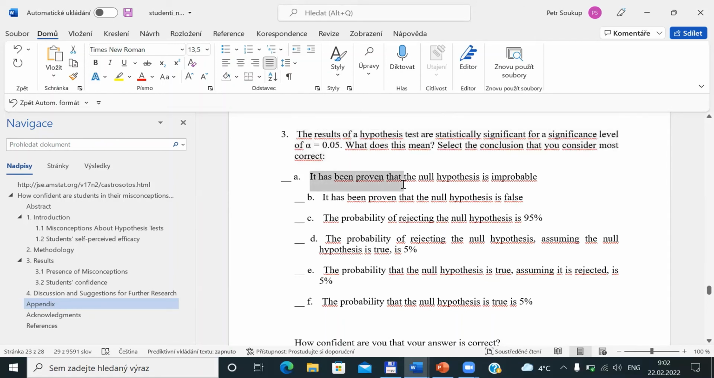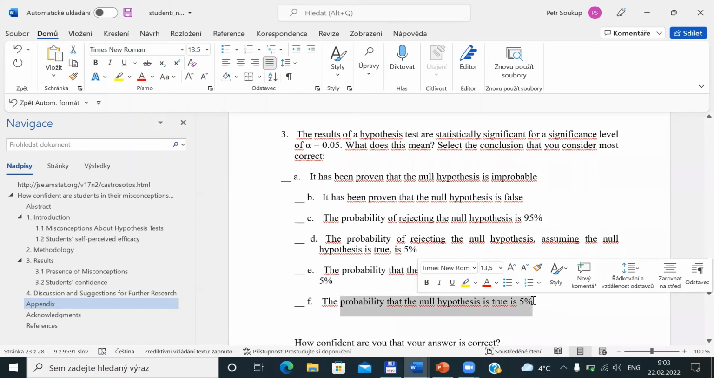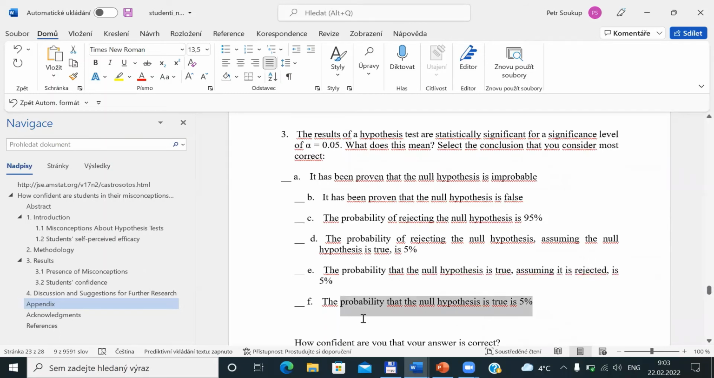It has been proven that the null hypothesis is improbable. It has been proven that it is false. Or alpha is the probability of rejecting the null hypothesis. The probability of rejecting the null hypothesis, assuming the null hypothesis is true, is 5%. The probability of the null hypothesis being true, assuming it is rejected, is 5%. And the probability that the null hypothesis is true is 5%. So once again, some proposals on which statements could be correct and which could be false.